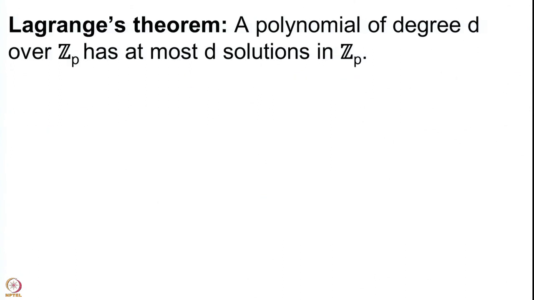Does a similar theorem hold for ZP? That is the question, and yes, it does hold for ZP, and the theorem is due to Lagrange. You will see that Lagrange has done quite a bit of fundamental work in number theory among other areas of mathematics, and this is also a theorem due to him. So, he says that if you start with a polynomial of degree d over ZP, which means that you have coefficients coming from ZP, then any such polynomial has at most d solutions in ZP.